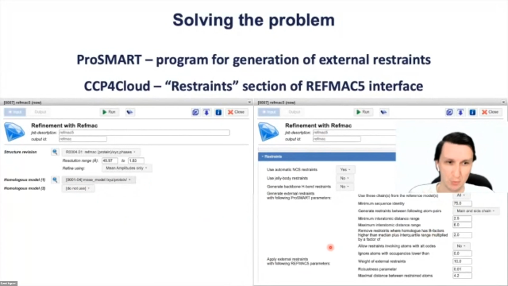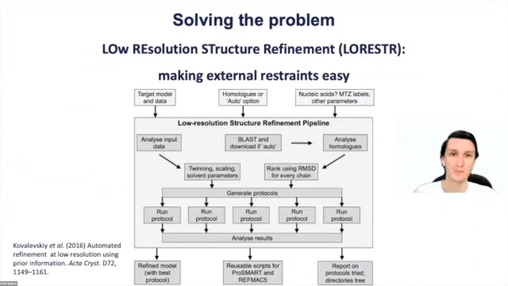However, to achieve the best possible performance, you will need to play with parameters and also find the optimal homologue for generation of restraints, which may result in a lot of manual work, especially if you have many homologues available. The low resolution structure refinement pipeline, Lowresolution, has been designed to be a completely automated tool to assist refinement at low resolution. You don't even need to supply homologues. The pipeline will find them and download them automatically.